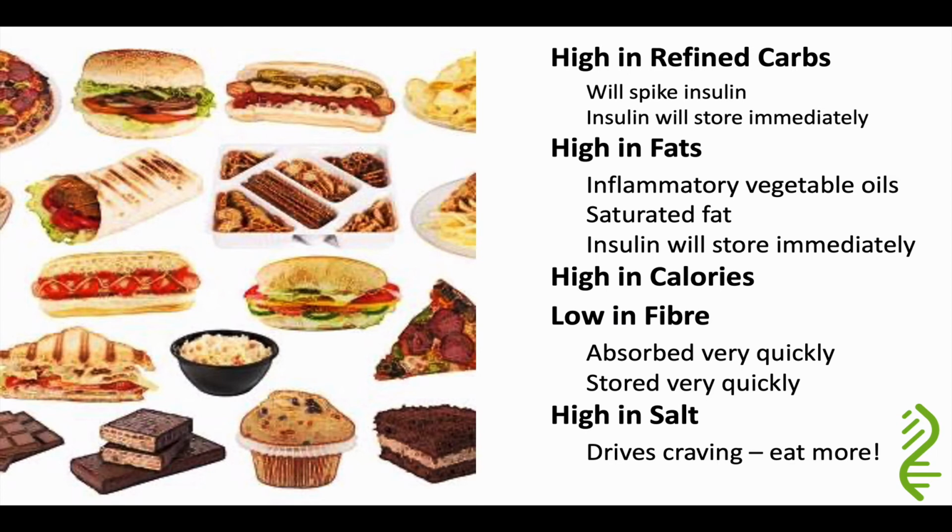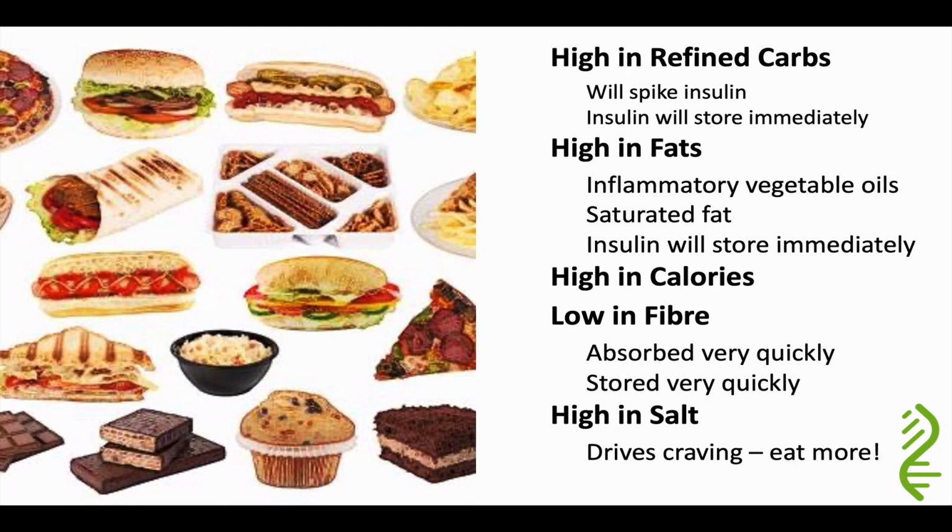As we saw and talked about earlier, refined carbs will spike insulin, and insulin will result in the refined carbs being stored immediately, right? Refined carbs get broken down into glucose, absorbed and stored immediately. They're also high in fats, and they tend to be high in cheap fats: vegetable oils that are inflammatory because of the way they're processed, very high in omega-6. This is a big reason why we see this imbalance between omega-6s and omega-3s. And they're also high in saturated fat. So you're not getting any monounsaturated fats here, and you're not getting any omega-3s.